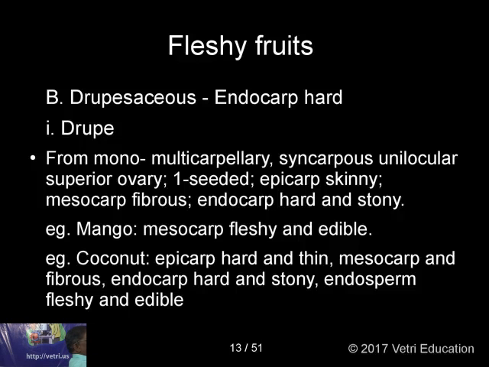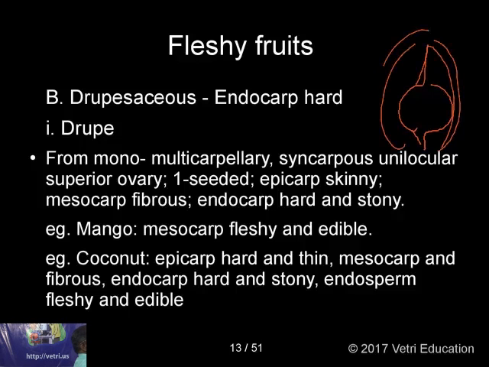So in the coconut fruit you see here, this is the epicarp, this is the fibrous mesocarp, and this is the endocarp. What is the edible part? Generally people say it is the endocarp. It is not the endocarp. Inside the endocarp we have a white part called endosperm. So in coconut the edible part is endosperm.